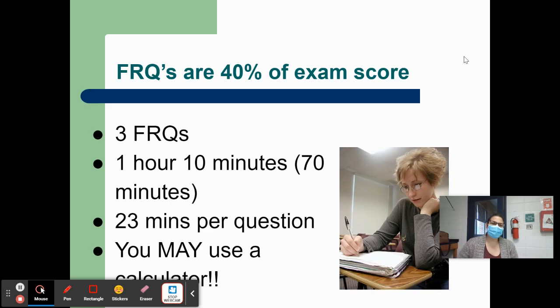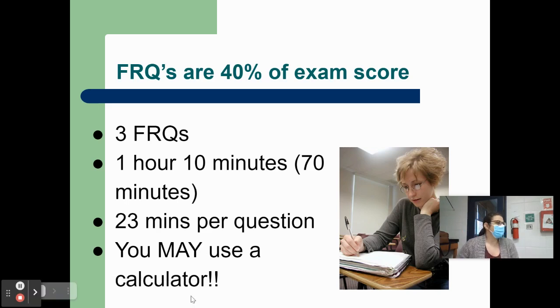All right, so you get an hour and 10 minutes or 70 minutes for each one of the 3 FRQs. So that comes out to about 23 minutes per question, and you can use a calculator. For function, graphing, scientific, all of those are acceptable.